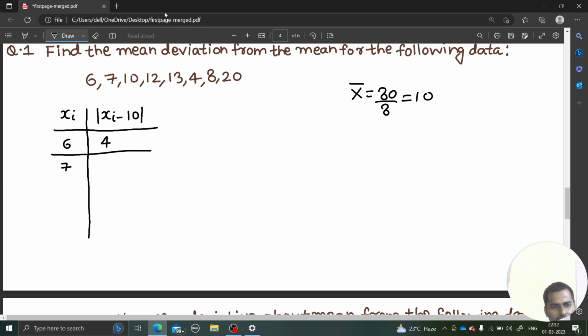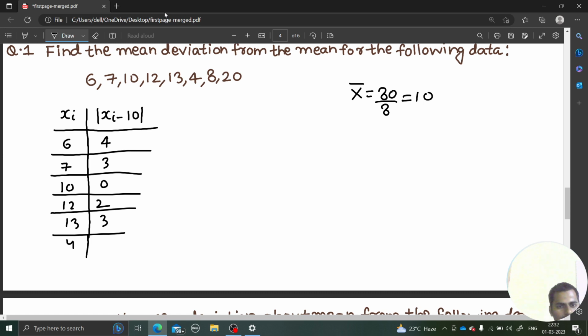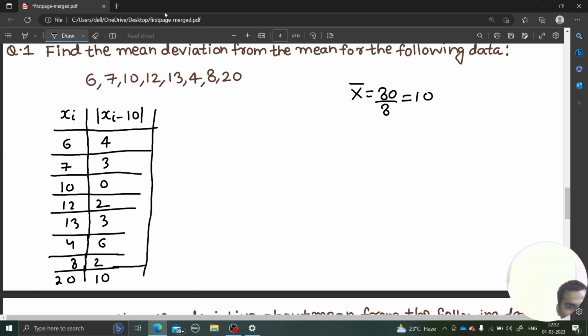Next one is 7. Again it will come out to be 3. 7 minus 10 is -3. You take the mod, it will come out to be 3. Similarly for 10 it will come out to be 0. For 12 it will come out to be 2. For 13 it will be 3. For 4 it will be 6. For 8 it will be 2. And for 20 it will be 10. Okay. So once you have got this, you know what to do.